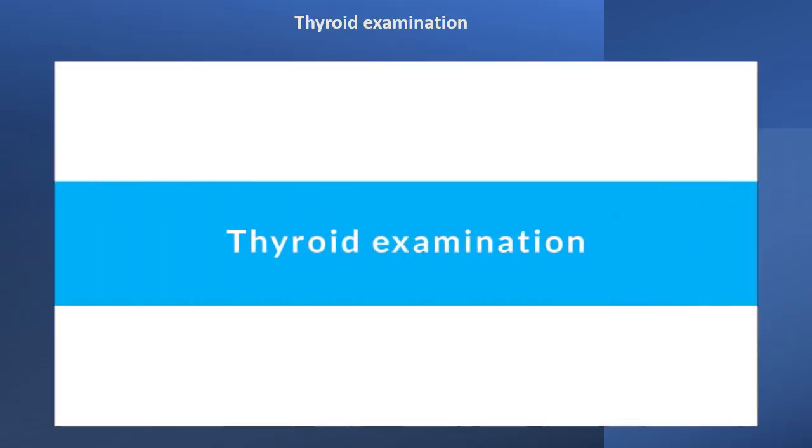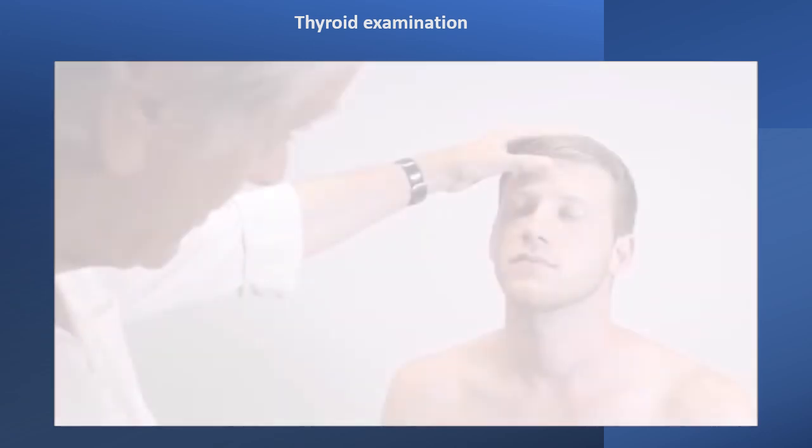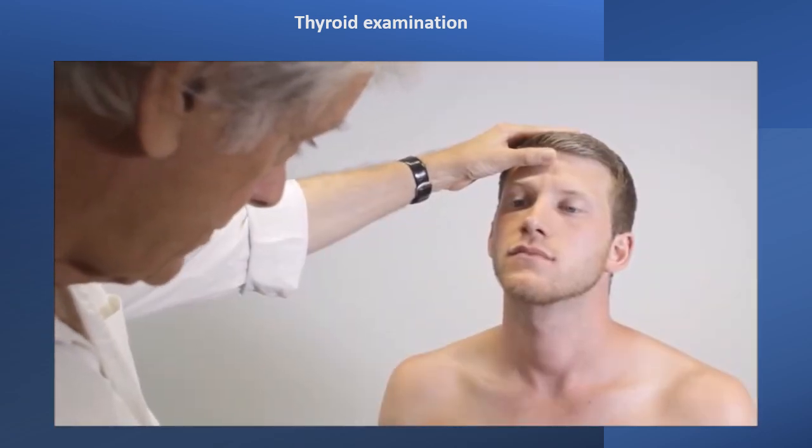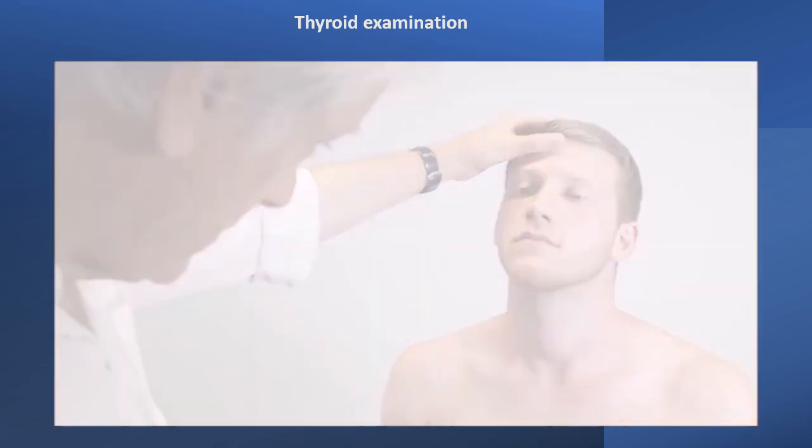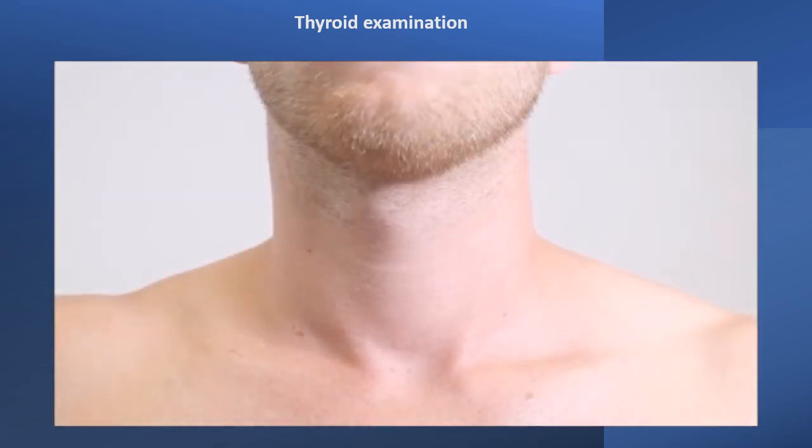Thyroid examination. Examination of the thyroid gland starts with inspection. In doing so, it's important to consider the gland's anatomy and its surrounding structures. The thyroid cartilage is a helpful landmark, since the thyroid can be palpated bilaterally below it.